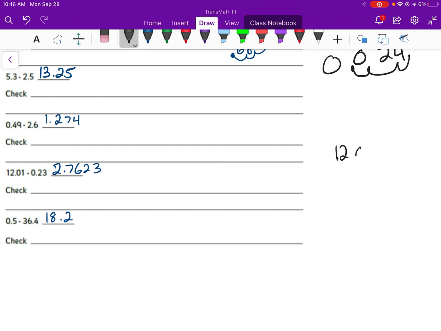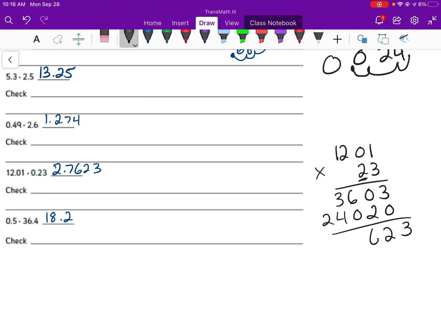12.01 times 23 hundredths. Okay, but again, ignore the decimal for now. Just line it up like you would as a whole number and multiply. So 3, 0, 6, 3. Now, when we move to multiply by the 2, remember, we need to add that 0 because we moved over a place value. Now we multiply by 2. So 2 times 1, 2 times 0, 2 times 2, and then 2 times 1. Add those up. And then count our decimal places. 1, 2, 3, 4. So we need to move over 4 decimal places. 1, 2, 3, 4. So that's where we get the 2.7623.